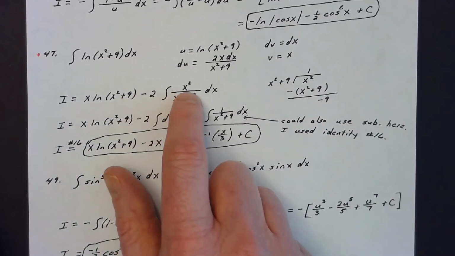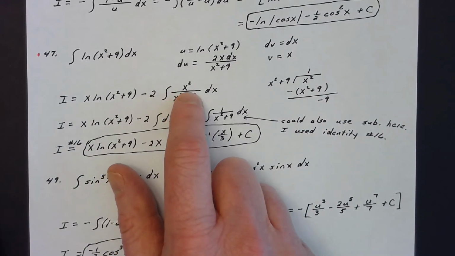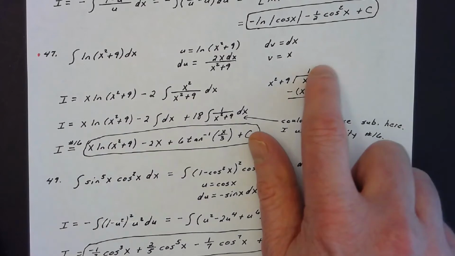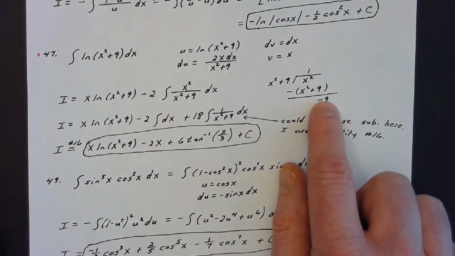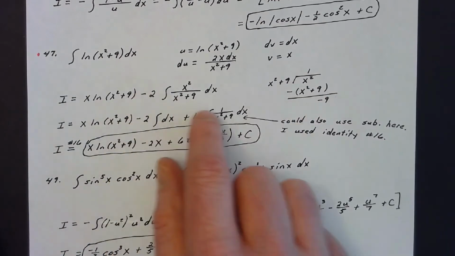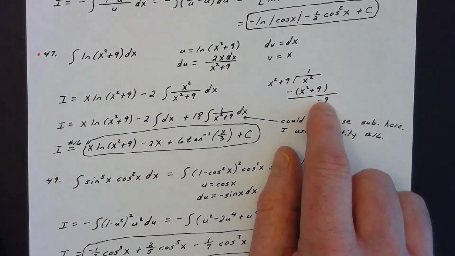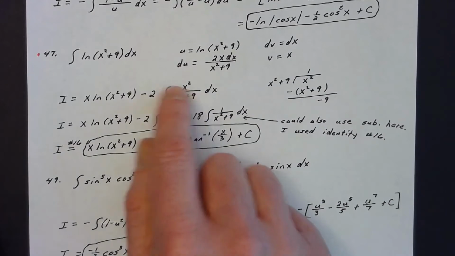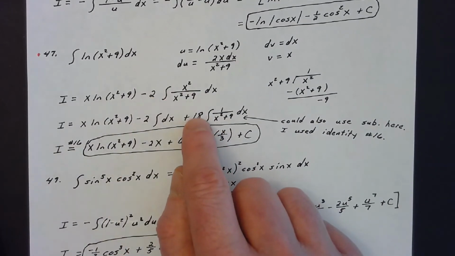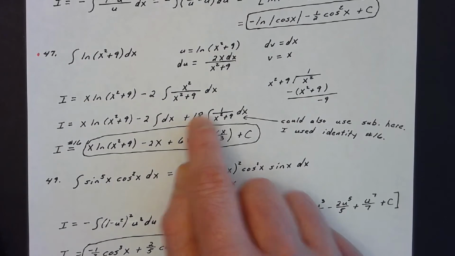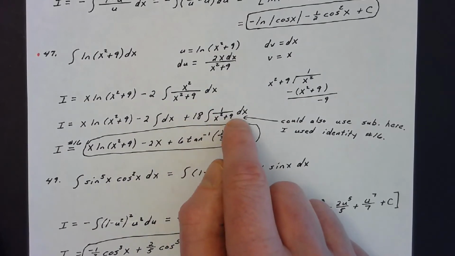So what I know this last group is going to break down into is just the integral of 1 dx, and then I had 9 left over. So notice that 9 that I had left over was a negative 9. So that negative 9 came out and multiplied the existing negative 2 that would have been in front of it. That's where that plus 18 came from. And then I have 1 over x squared plus 9.